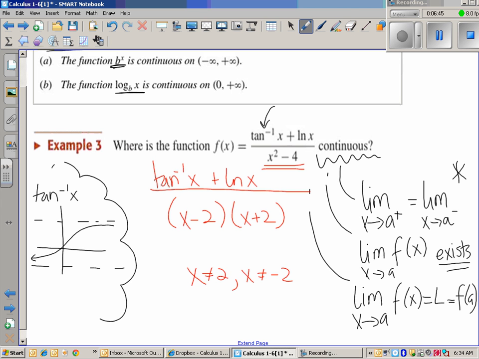Natural log exists only where x is greater than 0. So we're looking at greater than 0. This doesn't have any restrictions. So keep in mind, again, where the function is continuous, it has to be a smooth, continuous curve. We can't have any breaks in our graph, and we can't violate the original domains of any function.